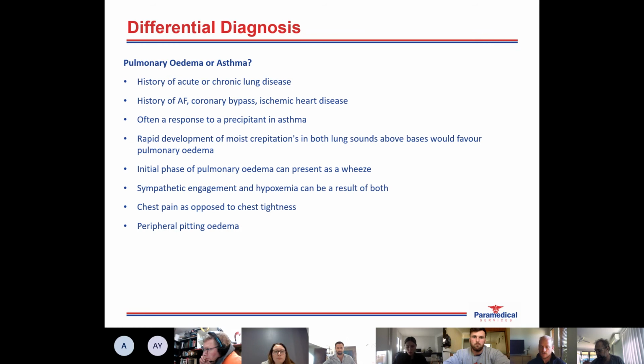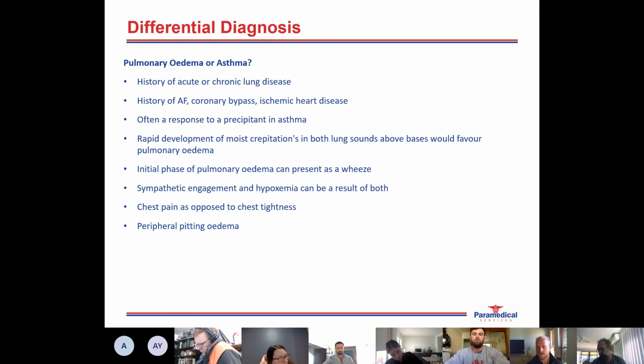When we look at differential diagnosis, we need to be mindful of the close association between diagnoses consistent with asthma and pulmonary edema. Look for some key markers such as history of acute or chronic lung disease, history of AF, coronary bypass, or ischemic heart disease. Often a response to precipitant in asthma. So if you are late stage asthma, you may see pulmonary edema. Rapid development of moist crepitations in both lung sounds above bases would favor pulmonary edema.